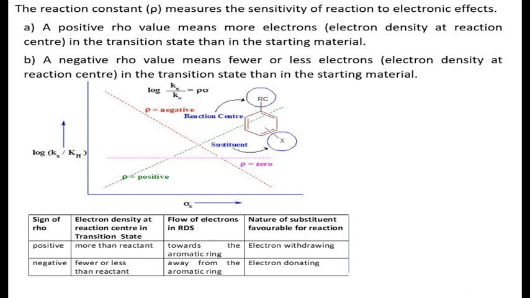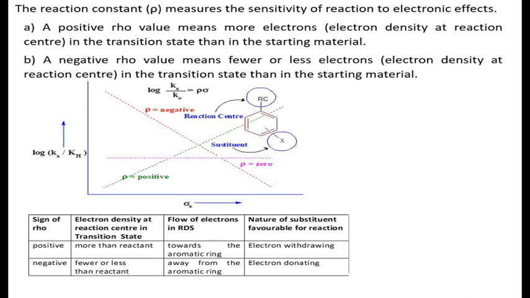A positive rho value means, listen carefully, these are the observations. A positive rho value, or reaction constant, means more electrons in the transition state than in the starting material, or the electron density at the reaction center is more.